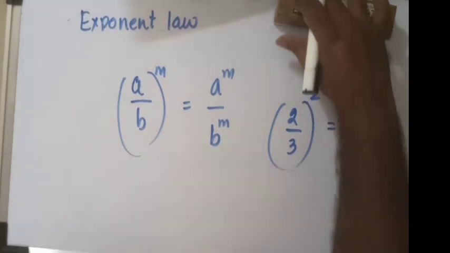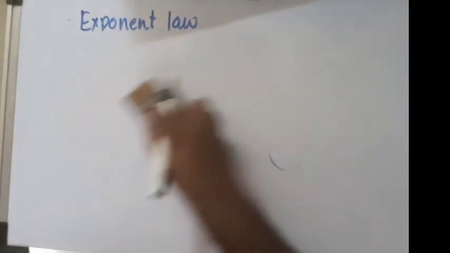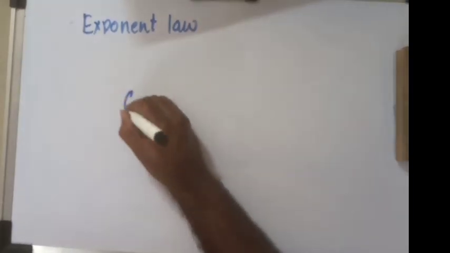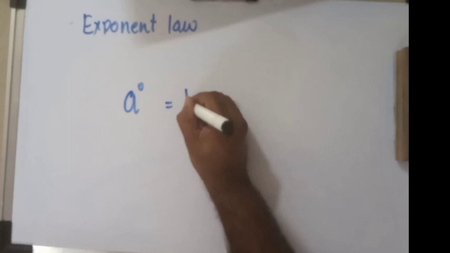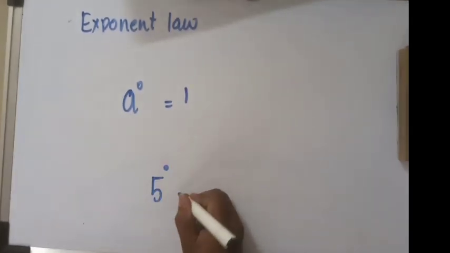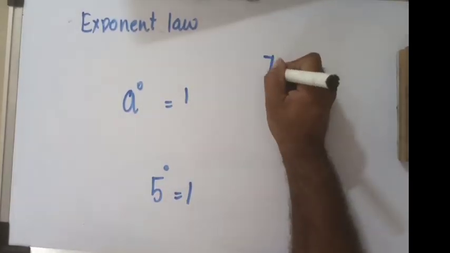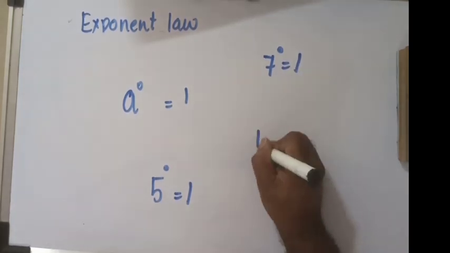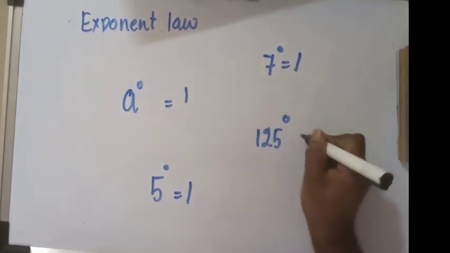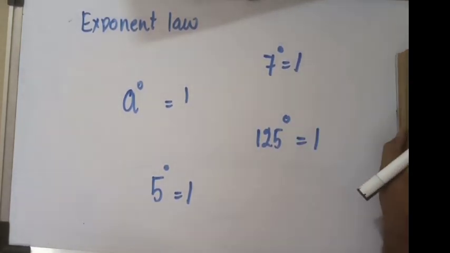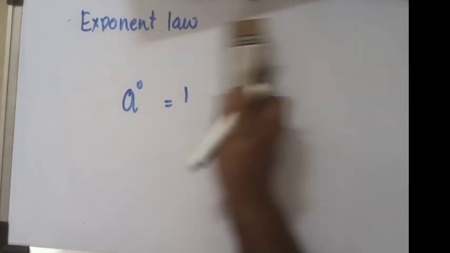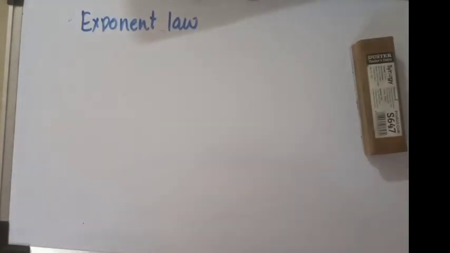Last but not the least, children, what we'll be looking at is a raised to 0. Any number raised to 0 gives you 1. Say if it is 5 raised to 0, the answer will be 1. If it is 7 raised to 0, the answer will be 1. If it is 125 raised to 0, the answer will be 1. So these are the laws of the exponent, and using these laws you need to solve the sums.